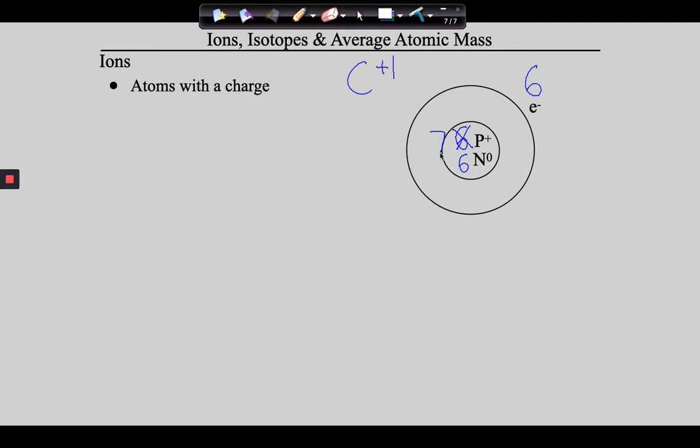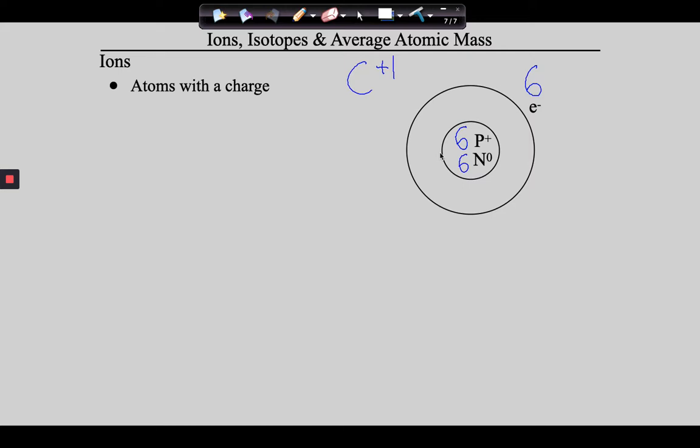What's wrong with doing that? Go ahead. It's not carbon anymore. This is now nitrogen. So guys, the trick is this. What I just did is actually wrong. In order to give a carbon atom a +1 charge, we don't add a proton, because if we did, it's no longer carbon.